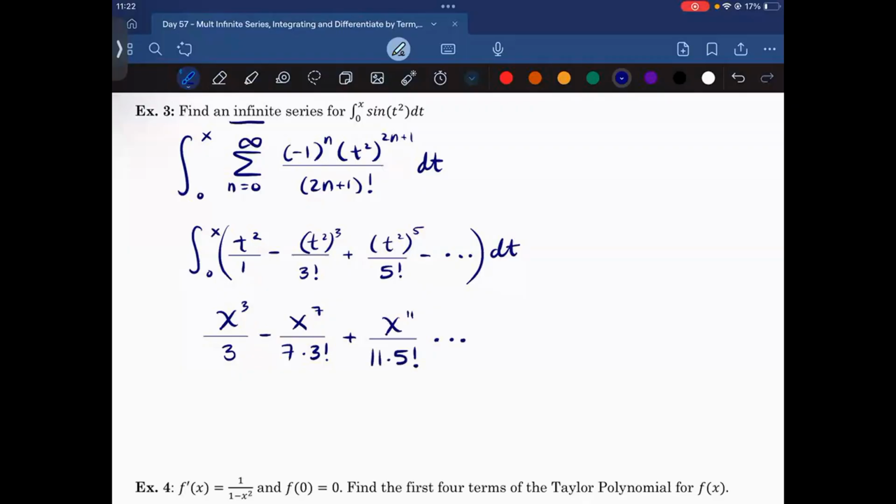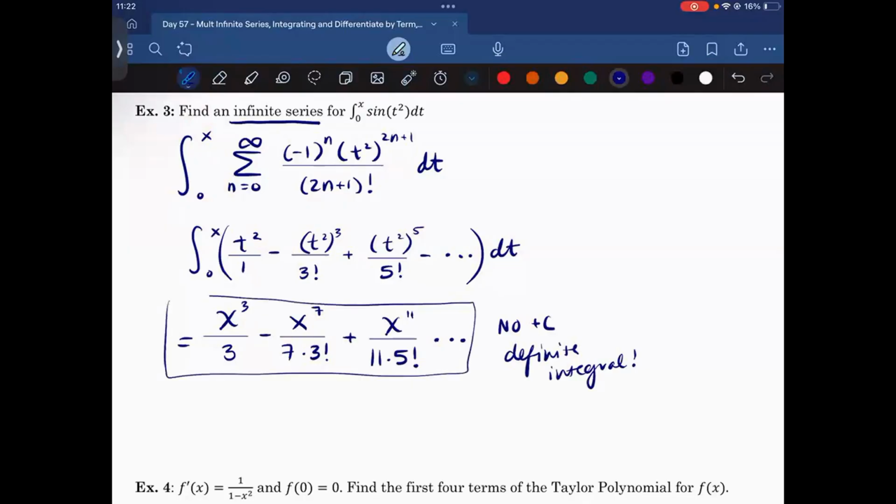So again, we're trying to find the infinite series, which is what this is. This is an infinite series. And no plus c because we did use a definite integral. Right. So we did use a definite integral there. And my answer is this series. But we're not asking for it in a summation form.